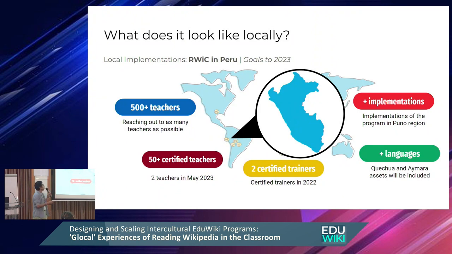So far, in a big picture, more than 500 teachers were reached and are planning to spread the word about the program. We are also planning to certify more than 50 teachers this year. We already have two certified trainers who can run the program in Peru. We have some implementations already, and we are also focusing on different languages, not only Spanish or Quechua, but also Aymara and other languages around Peru.